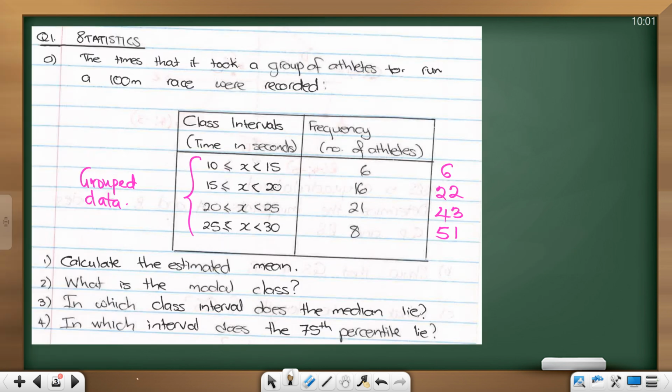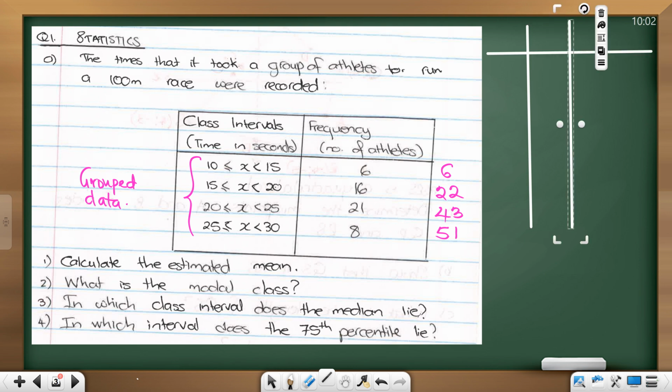All right, calculate the estimated mean. If you check your note, what was the first step? Find the midpoint of each class interval. So let me rule a table quickly, so you can present your work in a table. It makes it look nicer. So I'll say X, F, F multiplied by X. So how do we find the midpoint? The lower plus the upper divided by 2. You with me there?